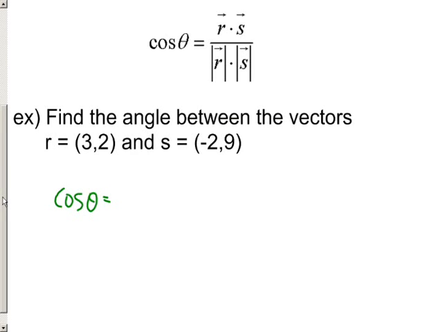You have to realize it on your own because you're multiplying vectors, not just R times S. Those are vectors. So essentially you're doing a dot product for the numerator, which will be what? R1 times S1 plus R2 times S2.